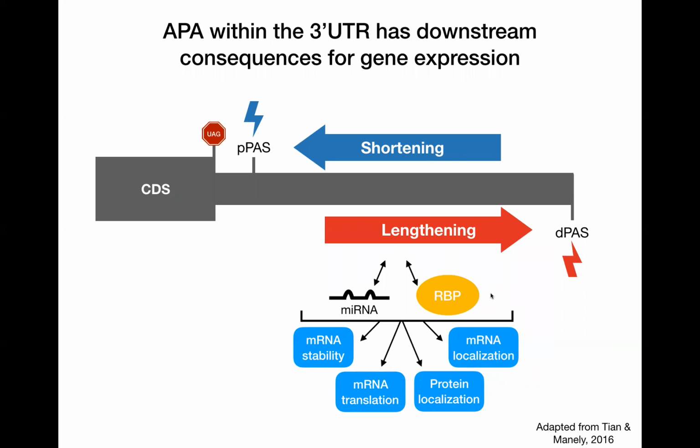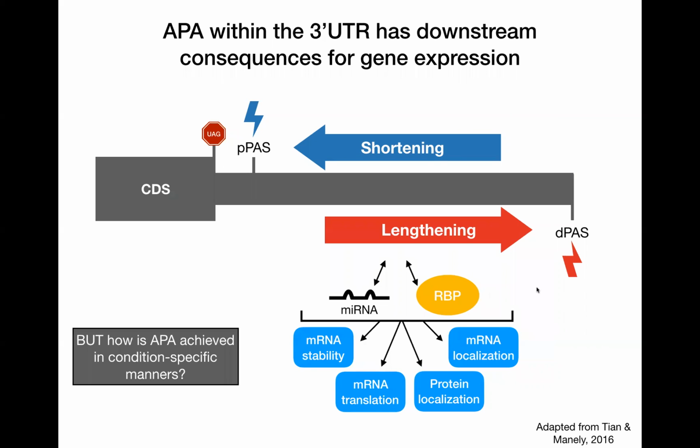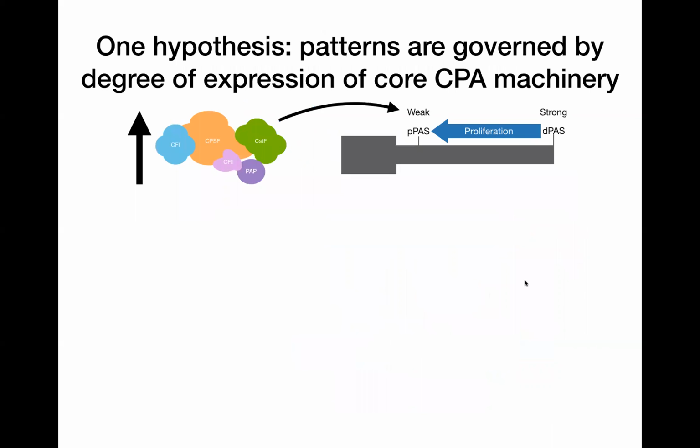While this is an oversimplification and there are many exceptions to these rules, an outstanding question is, how is this APA achieved in condition-specific manners? The main working hypothesis in the field is that patterns are governed by the degree of expression of the core cleavage and polyadenylation machinery, where suboptimal proximal sites are filled as the core machinery's expression increases.